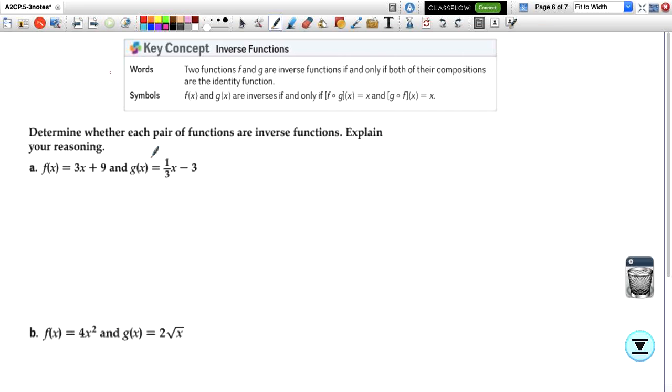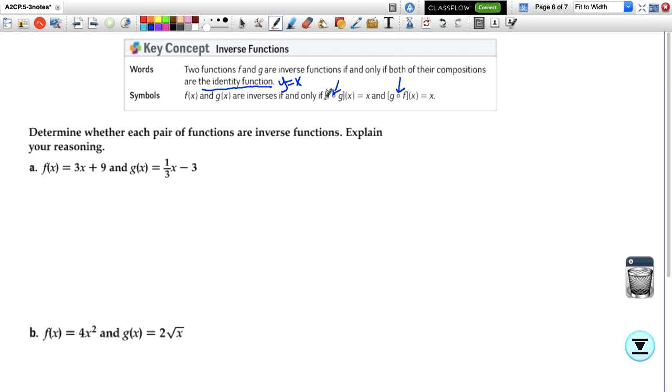And that last thing we're going to learn is how can we test if two functions are inverses of each other, okay? And this is directly tied to them being compositions of each other, okay? So, two functions, f and g, are inverse functions if and only if both of their compositions are the identity function. Now, you probably don't know what the identity function is, but the identity function is the line that the two inverses are reflected over. So it's essentially the line y equals x.